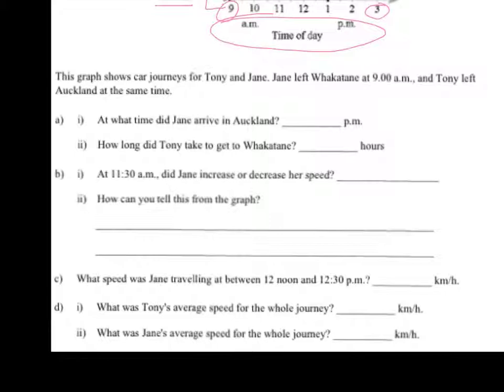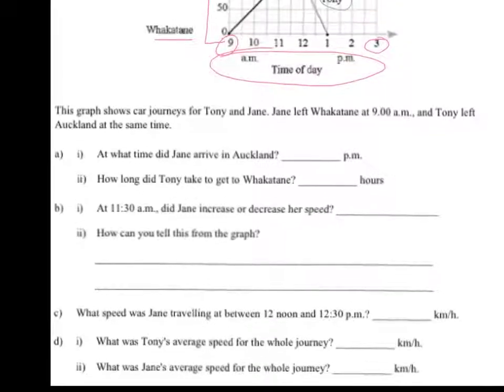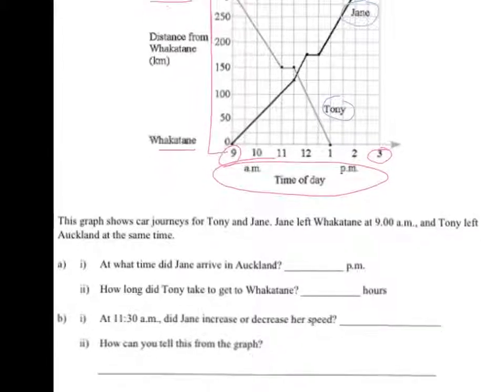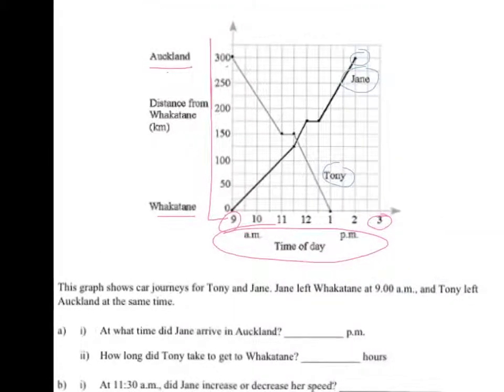What speed was Jane travelling between 12 noon and 12:30? So if you go to 12, here's 12 and 12:30. Did she travel any distance? No, she didn't. She was travelling 0 k's, which probably indicates she stopped for lunch.